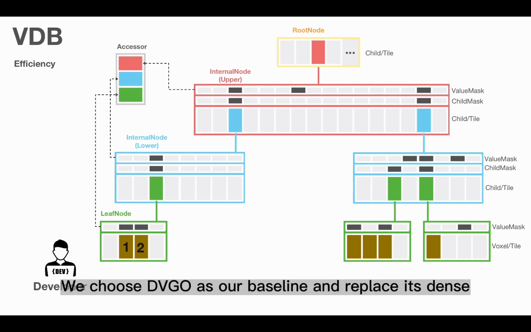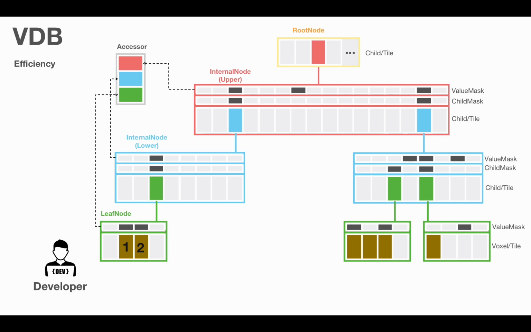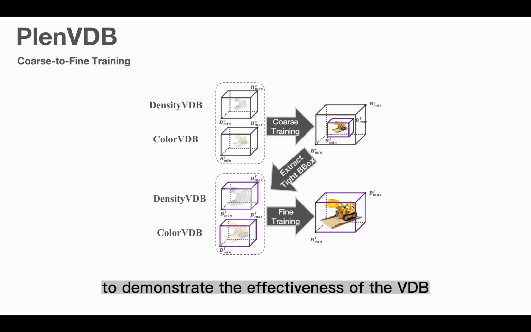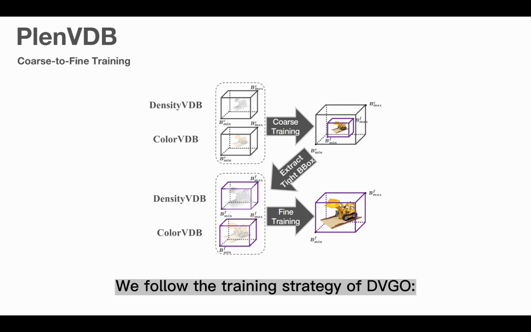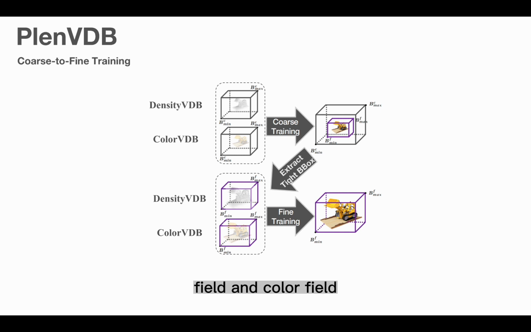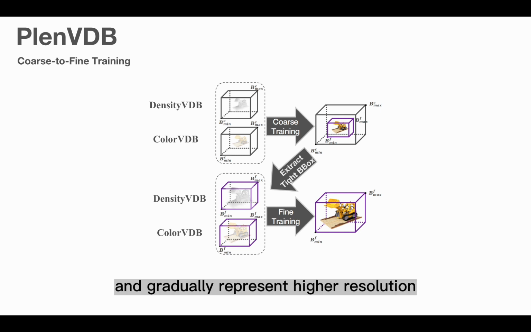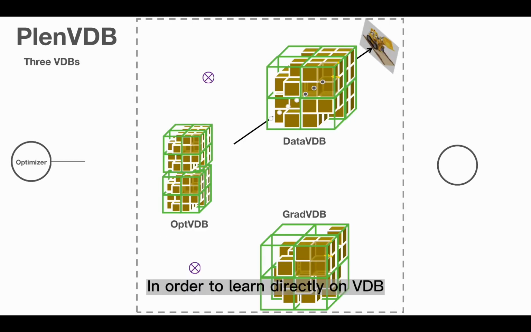We choose DVGO as our baseline and replace its dense grid to VDB. To demonstrate the effectiveness of the VDB data structure, we follow the training strategy of DVGO. We use 2 VDBs to represent the density field and color field, and gradually represent higher resolution scene information as training progresses. In order to learn directly on VDB, we designed 3 VDBs to support PyTorch training pipeline.